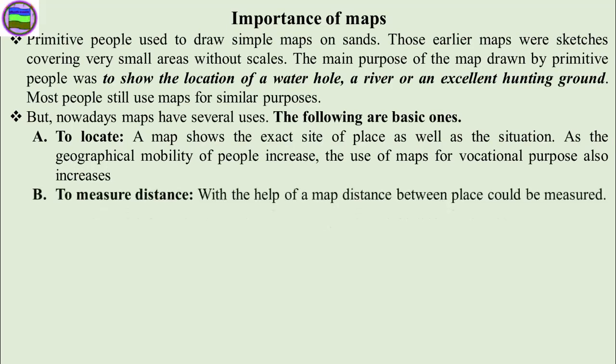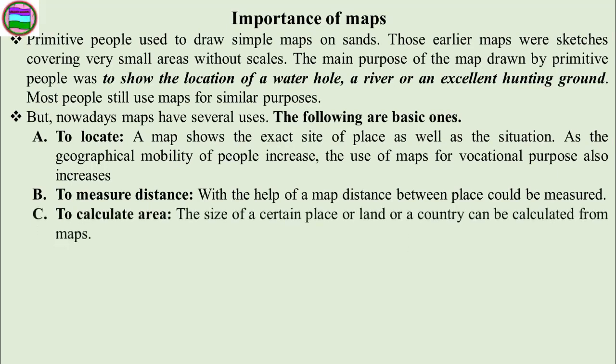And the second one is to measure distance. With the help of a map, distance between places can be measured. Once we have a scale on the map, by reading the scale we can identify the distance between two places. Scale is equal to map distance over ground distance. We measure the map distance on the map, a scale should be given, and then we can calculate the ground distance between two places. So this is one important use.